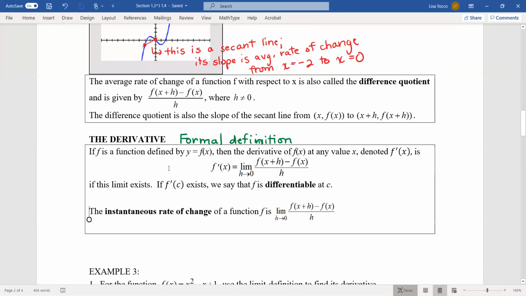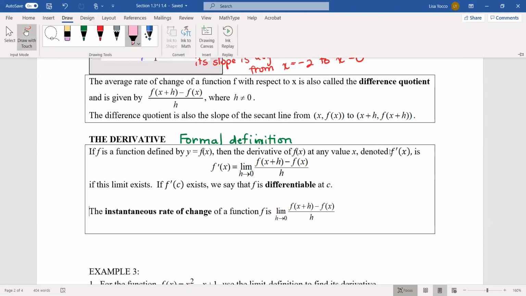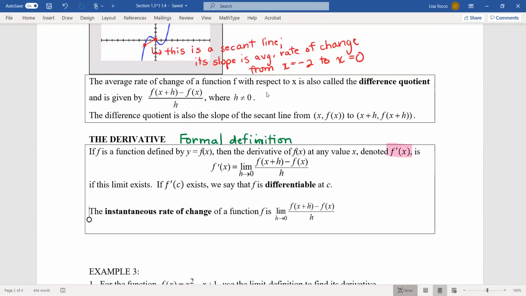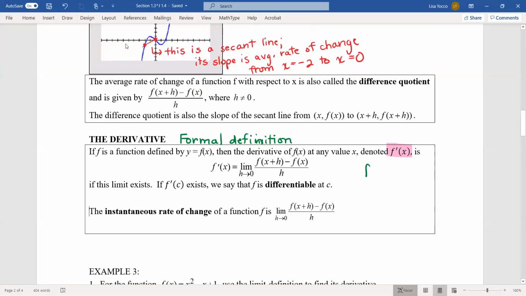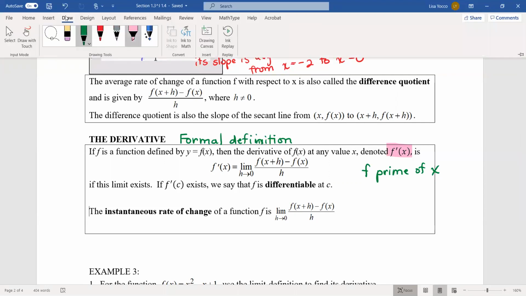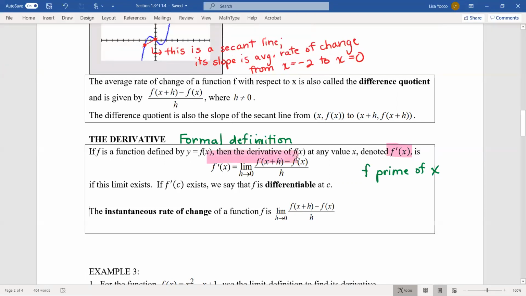So first of all, let me mention this notation. This is the notation for derivative. That is red. F prime of x stands for the derivative. All right. F prime of x. All right. And again, notice that it's defined in terms of a limit. So it's all of this stuff here.